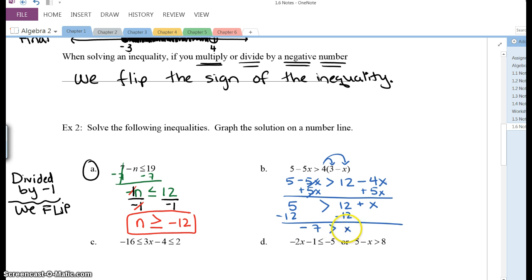Negative 7 is greater than x. Now, it does look funny because we're not used to seeing the inequality where the x is on the right side of the inequality. So you can also write this as x is less than -7. Since we're pointing at the x, I continued pointing at the x. So this is how we like to see it, where the x is on the left side. It makes it a little bit easier for us.